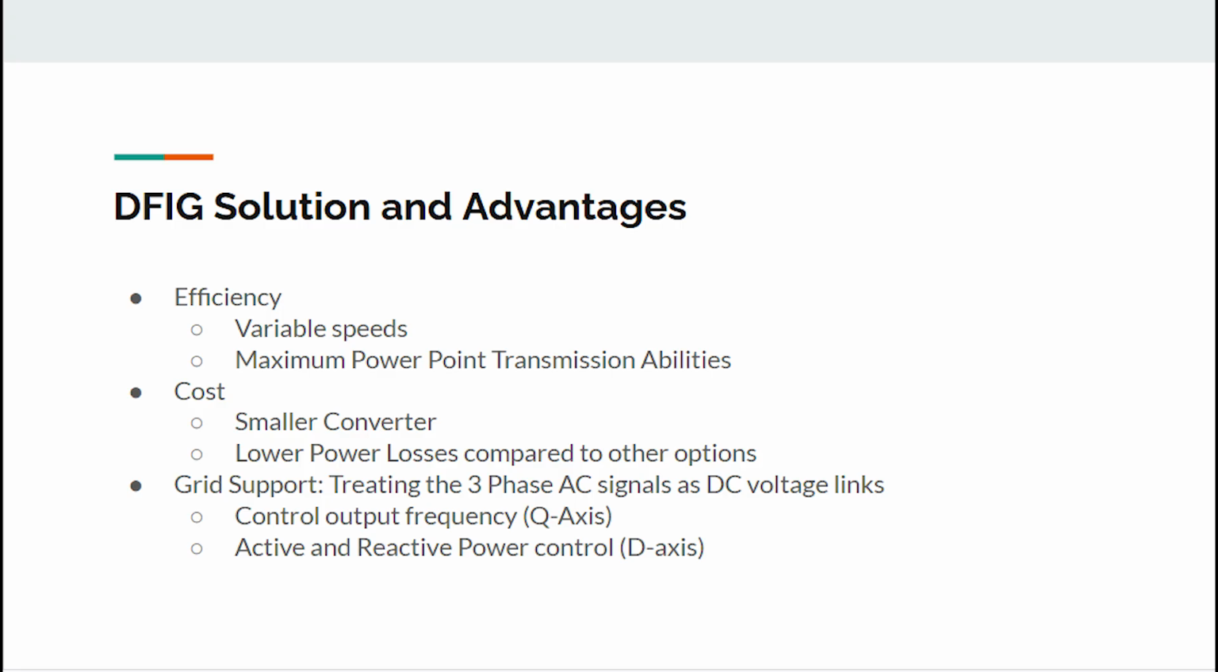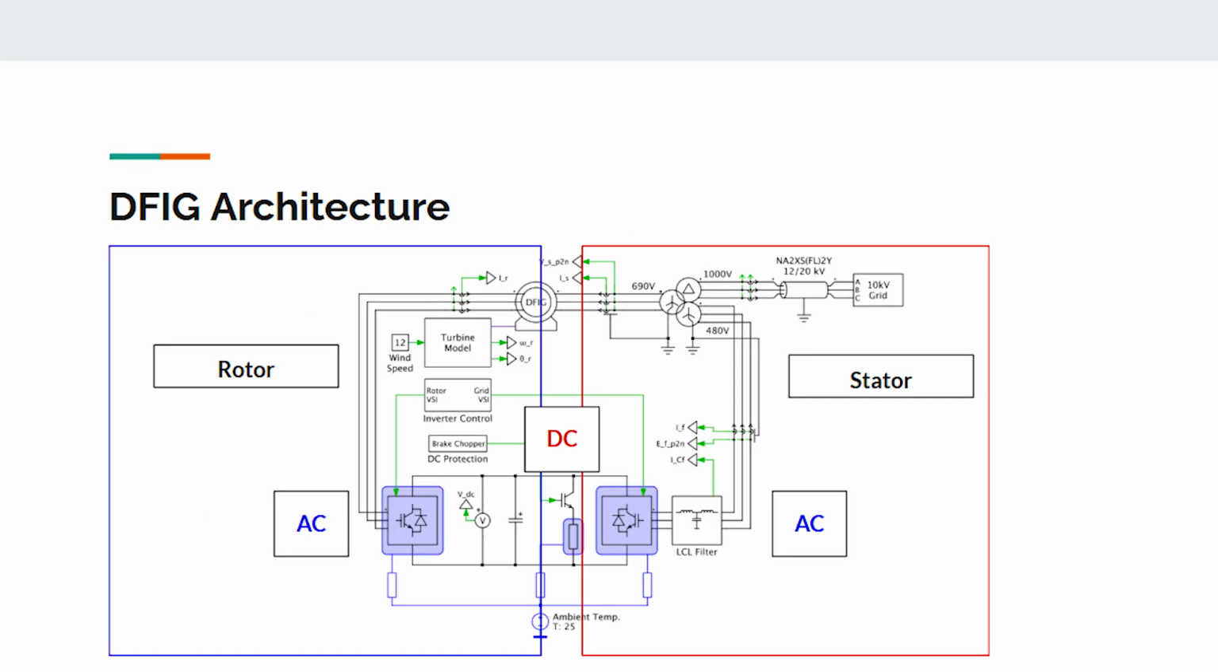For grid support, the DFIG treats the three-phase AC signals generated from the turbine as DC voltage links between the stator and the rotor to control the frequency in the Q axis and the reactive and active power in the D axis. There are two sides used for the DFIG. In the image shown, the box highlighted in blue features the rotor side, which uses the reference rotational speed omega r and the reference angle theta generated from the wind turbine. Power is then generated from the wind turbine and distributed as AC power to the leftmost side of the power transistor seen highlighted in blue.